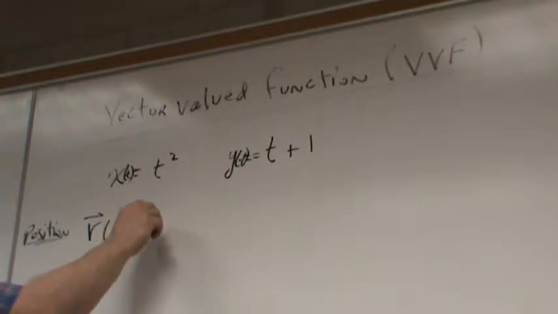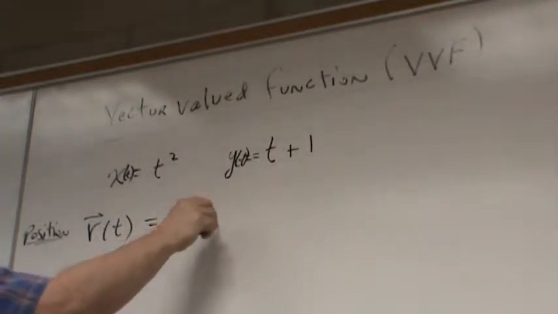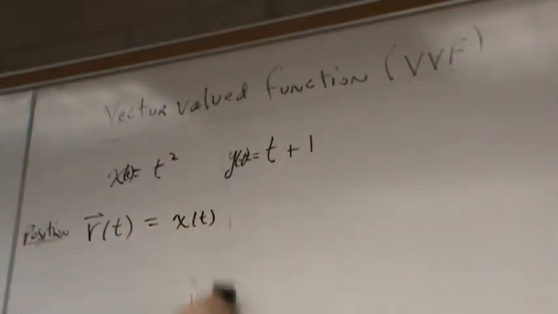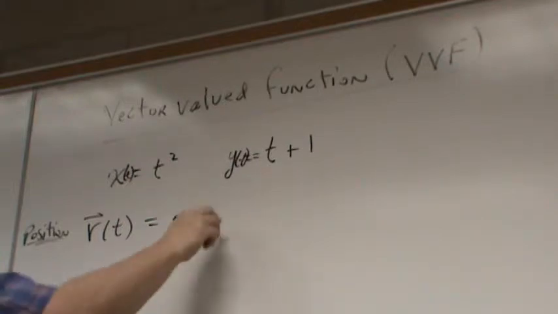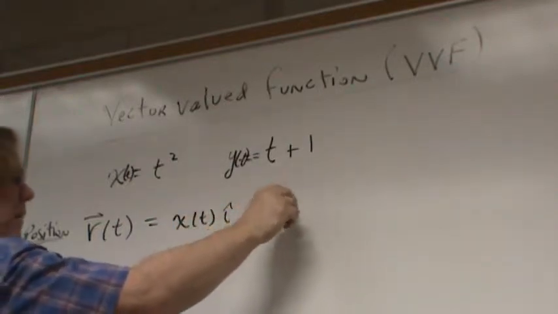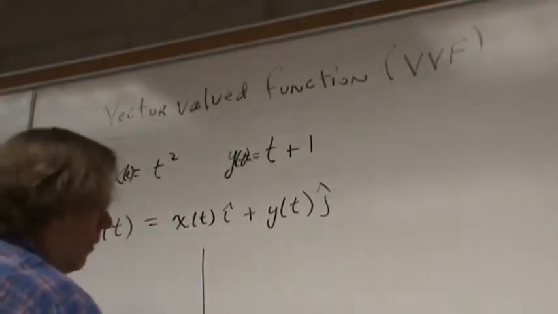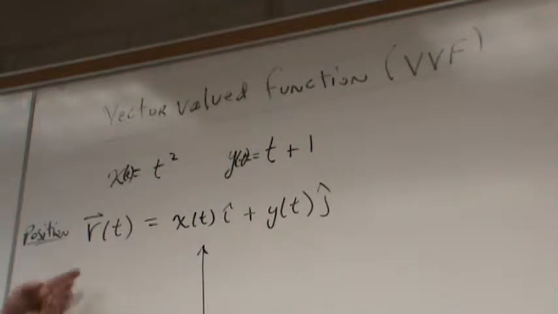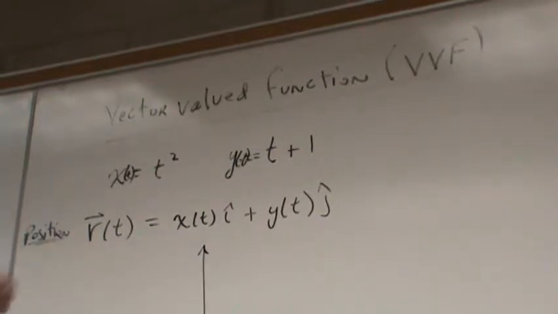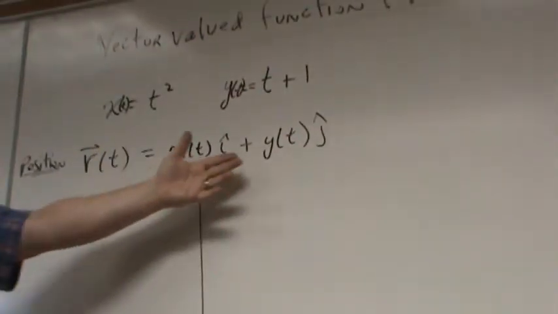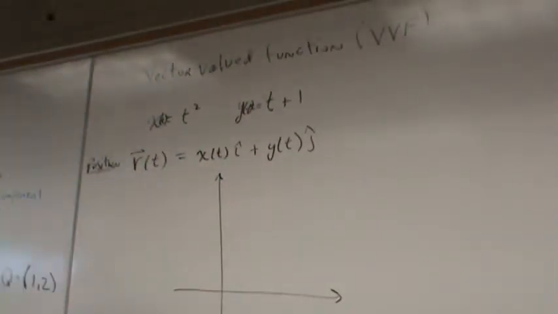R of t ends up equaling x of t i plus y of t j, and so what you get when you graph this vector-valued function is the collection of vectors given by x of t i plus y of t j.